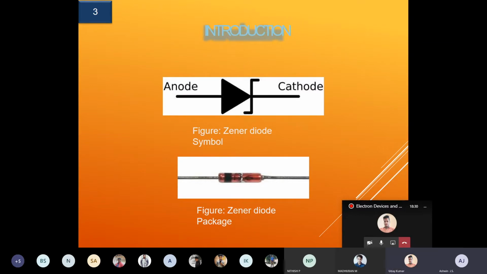What you are seeing? Is it visible? Yes, sir, I am showing. Zener diode? Yes, sir, visible, sir.